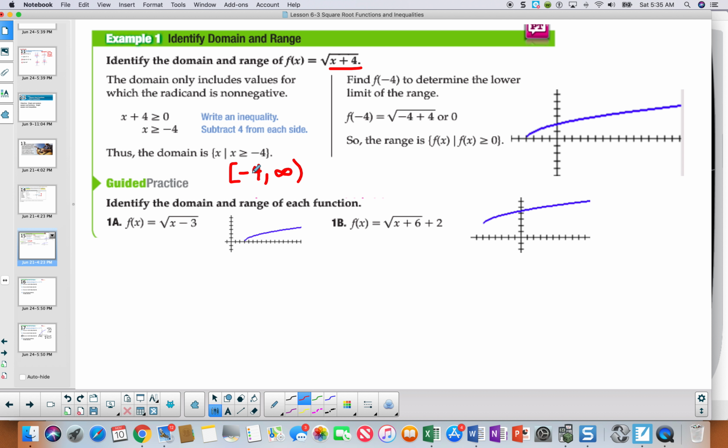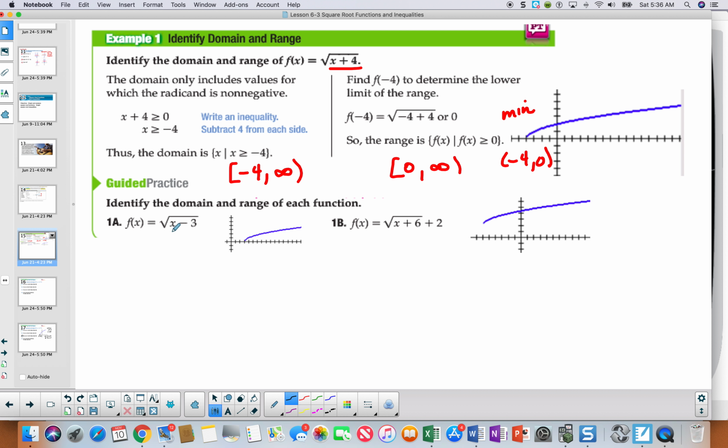Now we're going to take this lowest value right here, -4, and find the y that goes with it. We put -4 back into the function, and that'll be a 0. This is our minimum value. Knowing that this is our minimum value will help us figure out our range. So our range, the smallest y value is 0, and then it goes to infinity. We can write it in set builder notation, or we can write it in set notation.